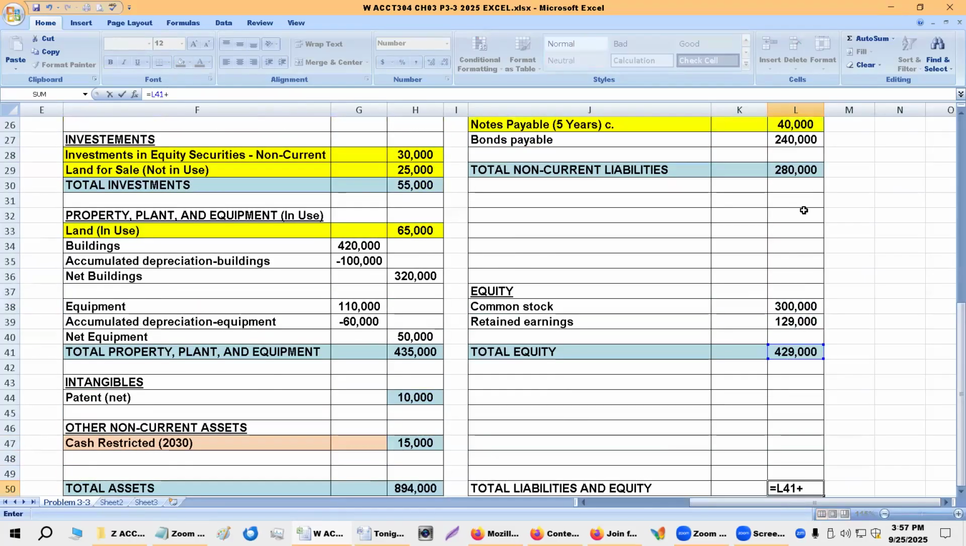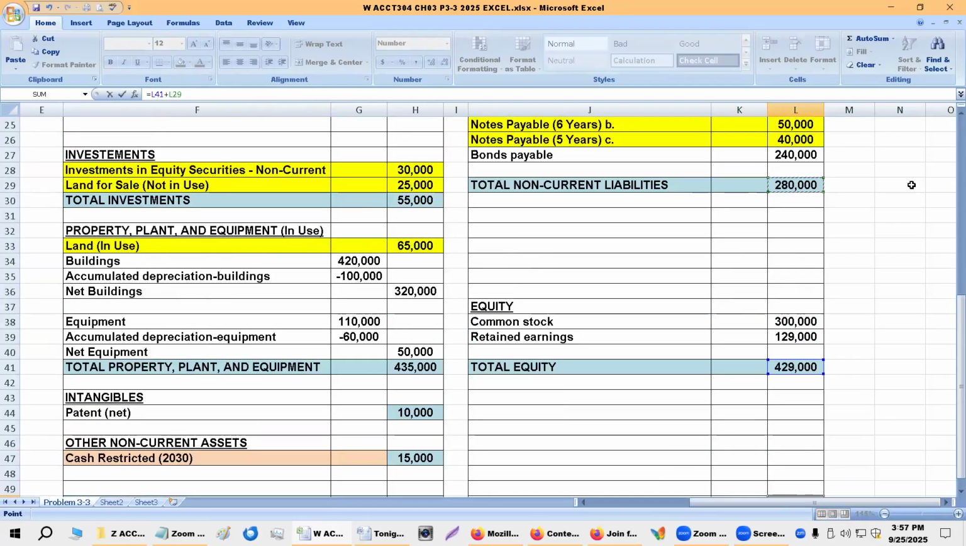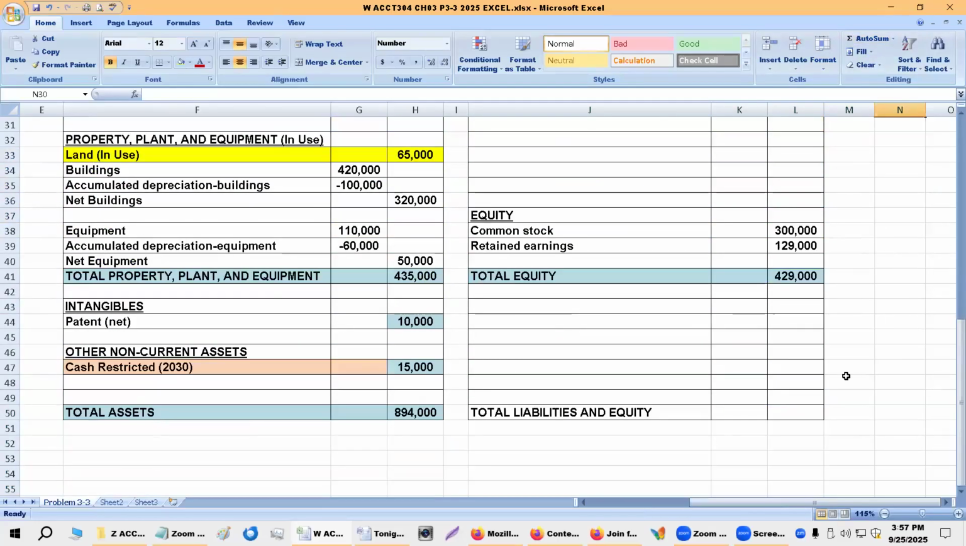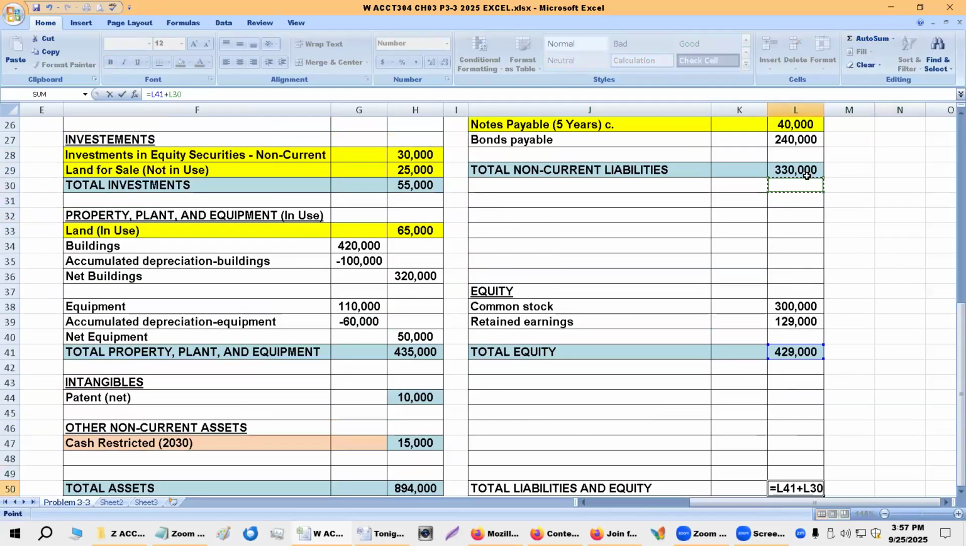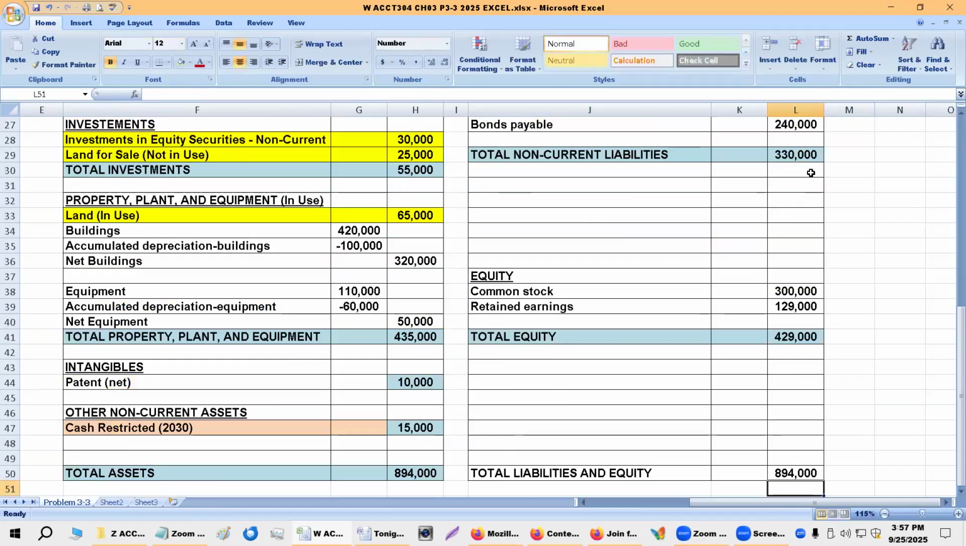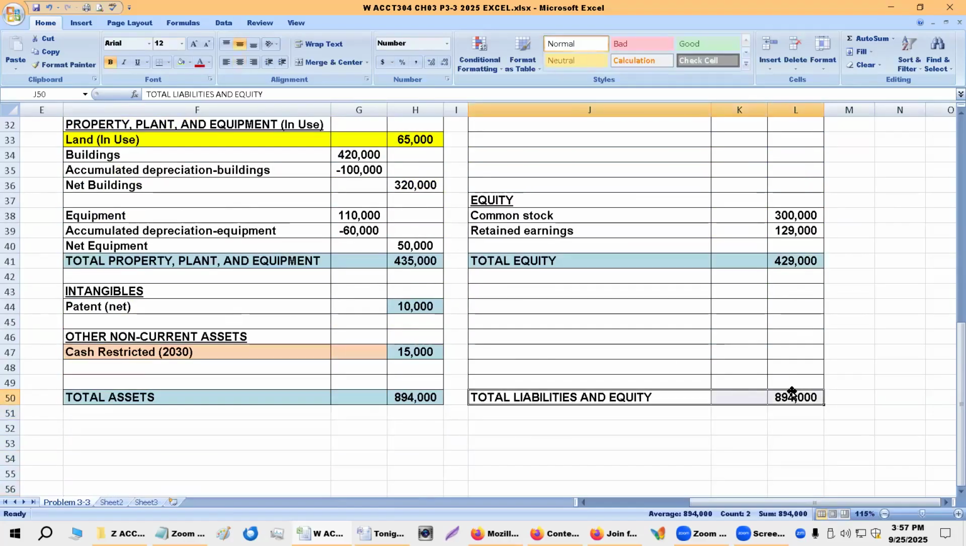Equals that plus. That is not right. That is right. Okay. Later on that same day, I got it ready.